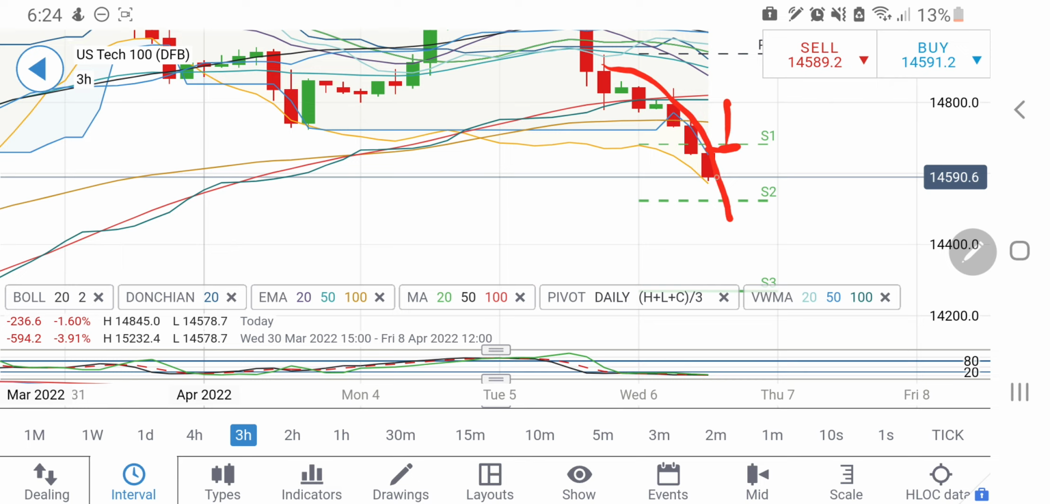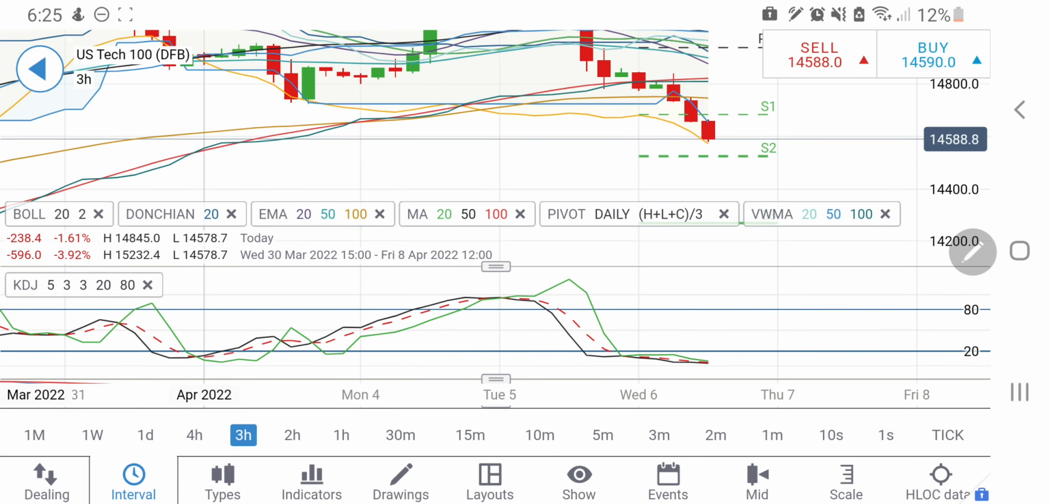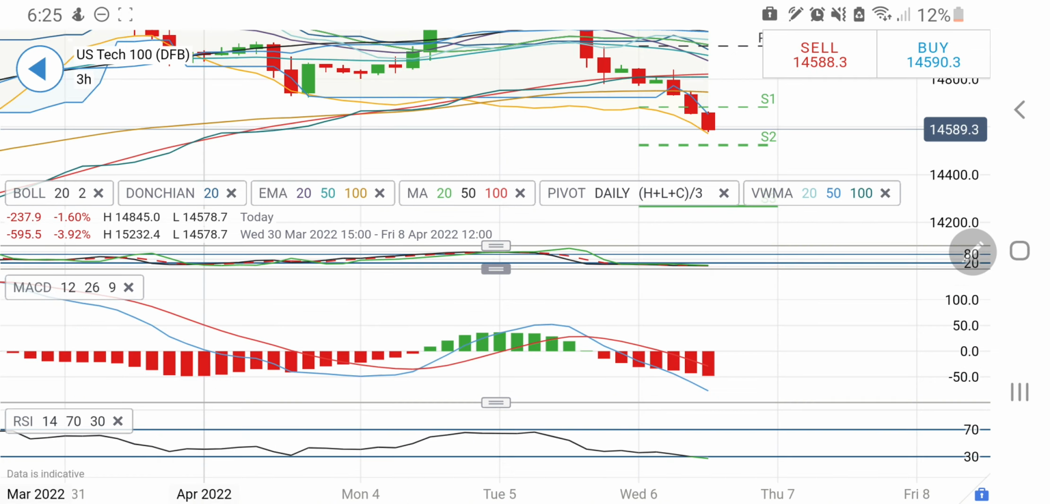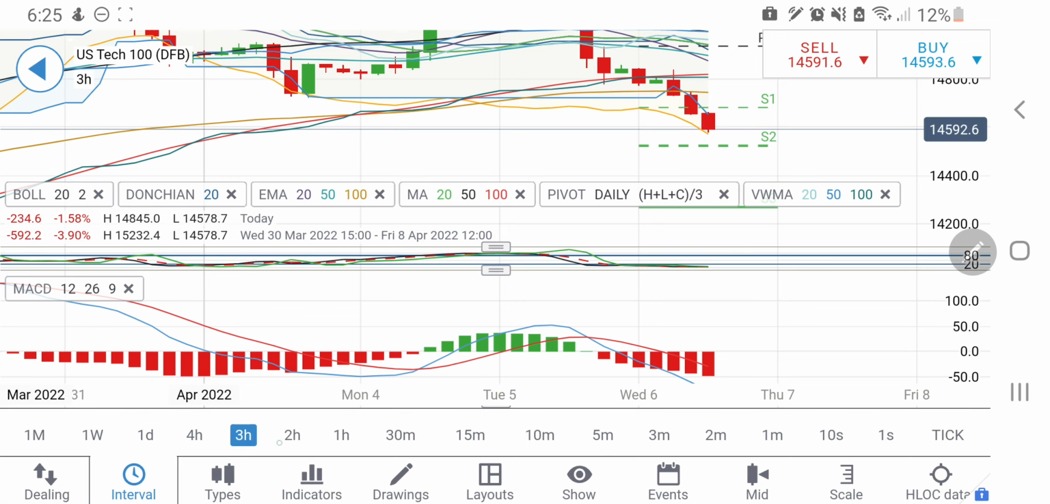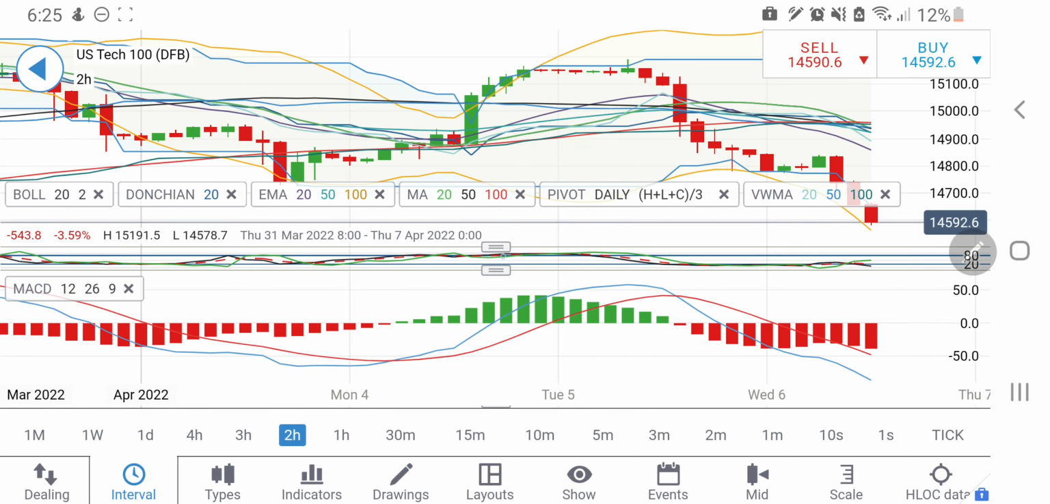Look at this, it is giving consecutive red candles here, and the body size is also increasing, so probably it may try to come back towards 14500. That is one expectation, that if it continues to drop, it may try to hit 14500 and then bounce back from there. MACD here is wide divergent on the sell side. RSI is oversold here. On the 2-hour charts, let's have a look.